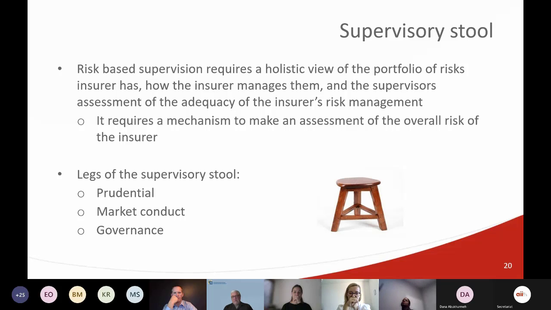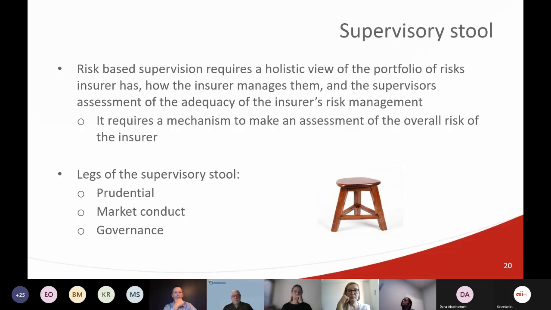As I said, it's moving. Think of COVID-19, climate change, cyber risks. Ten years ago, those weren't counted as material and they weren't being addressed by insurers. Now they all are. So risk-based supervision needs an approach that takes into account all these risks in an appropriate way. That approach should be over the full set of risks, not just looking at each of them individually.